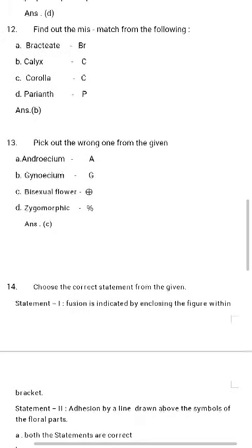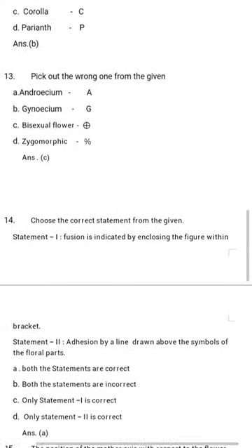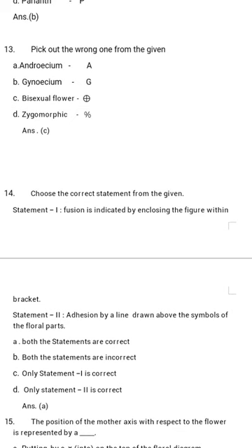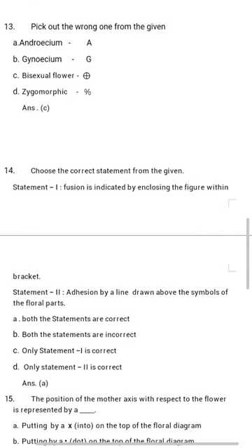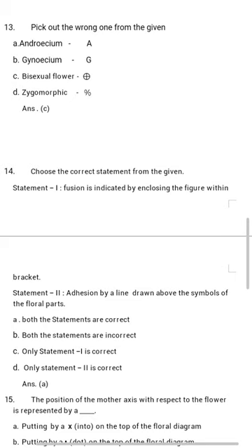Next, let us discuss the 13th question. Pick out the wrong one from the given. We need to identify the wrong one from the given four options, A, B, C, D. Androecium is indicated with the capital A, that is a correct pair. Gynoecium is also indicated with the capital G, that is also a correct pair.